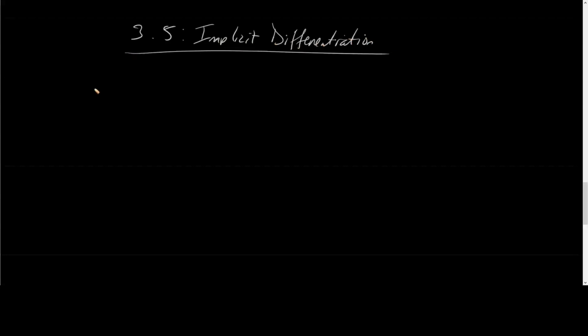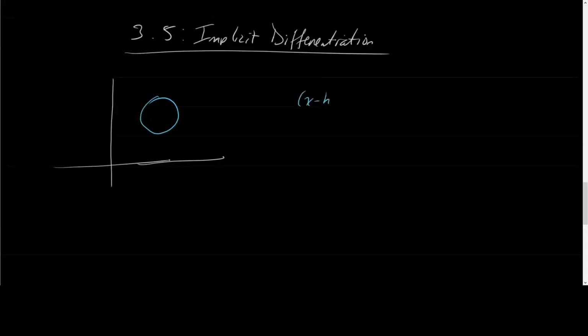So first, let's consider the following scenario. Let's say that I've got the equation of a circle like that, right? And the equation of a circle, well, what is it? It's (x − h)² + (y − k)² = r², right? That's the equation of the circle.